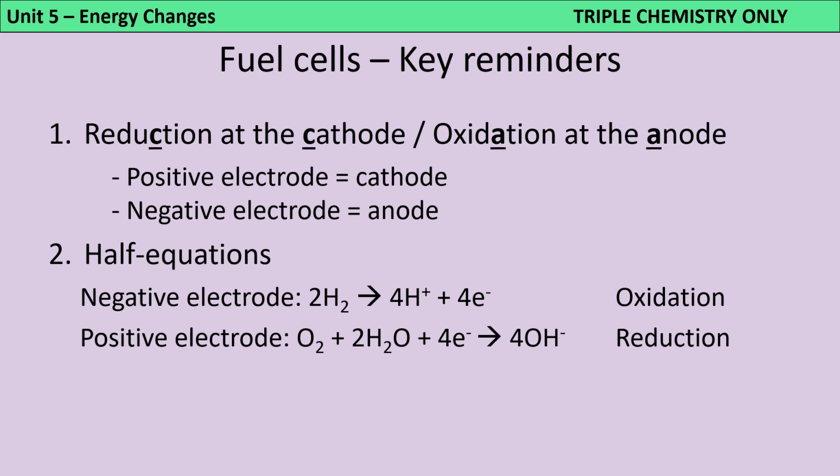So in fuel cells, our positive electrode is going to be the cathode, because the positive electrode is where the electrons are being taken in, and then the negative electrode is at the anode, because the reason it's negative is that it's taken all of those electrons that have been given up by the hydrogen when it was oxidized.